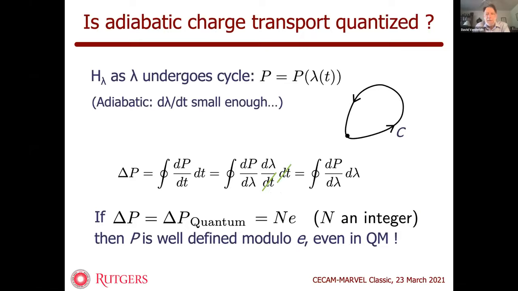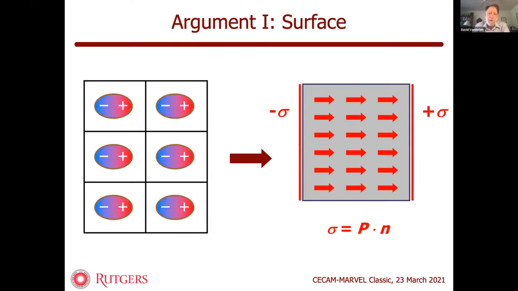Okay, so I said that if this quantization of the closed loop is correct, then we have a theory of polarization. Can I argue on physical grounds that this hypothesis is correct? That is to say, that closed loop changes of polarization are always zero. And let me give two kinds of heuristic justifications, physical arguments, as to why that's the case.